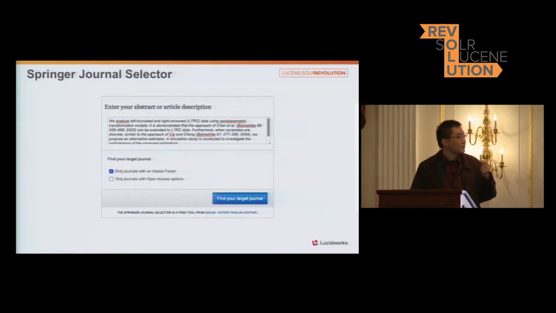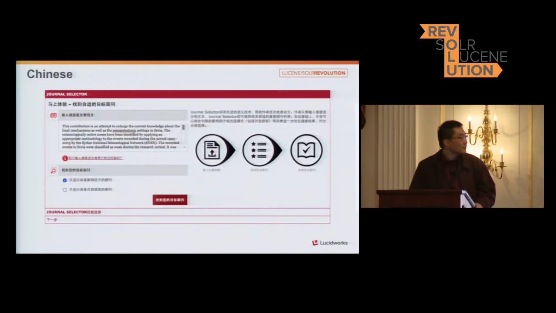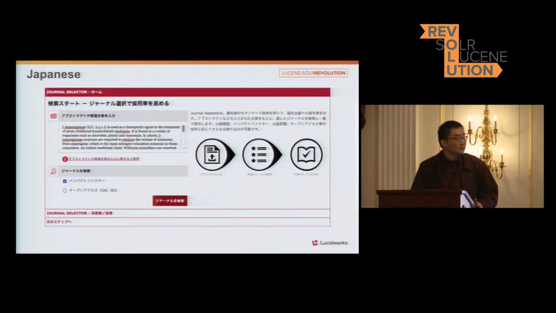This is a Springer journal selector. We can limit the results to our partner journals and provide different interfaces. It's blue, now the communism red theme. Also, we can provide different languages, Chinese, Japanese, to focus on different markets.